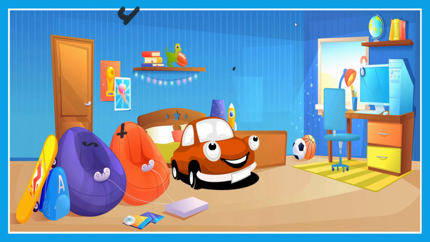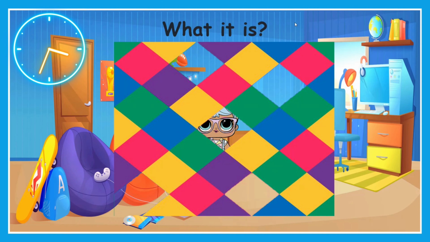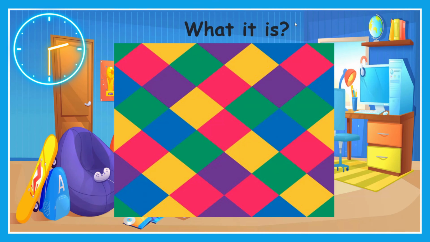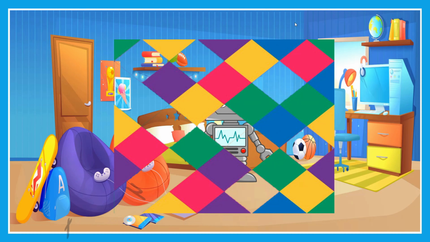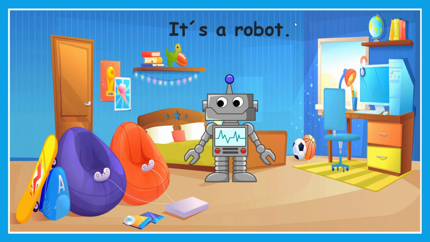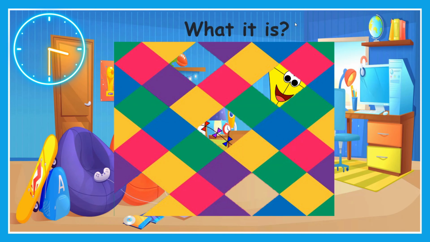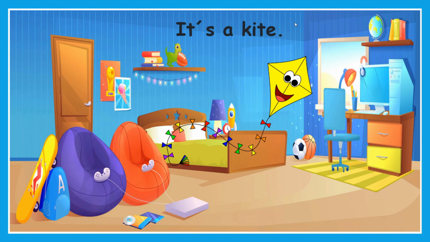It's a car. What is it? It's a doll. What is it? It's a robot. What is it? It's a kite.